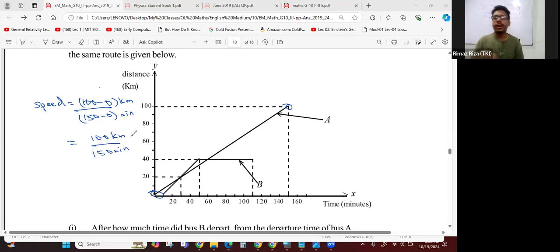Usually we don't write speed as kilometers per minute. Either we write it as meters per second or kilometers per hour. Therefore, 150 minutes you have to convert into hours. So we know 1 hour is 60 minutes. So 2 hours is 120 minutes and half an hour is 30 minutes. So 150 minutes is 120 minutes plus another 30 minutes, that is 2.5 hours. 150 minutes is 2.5 hours.